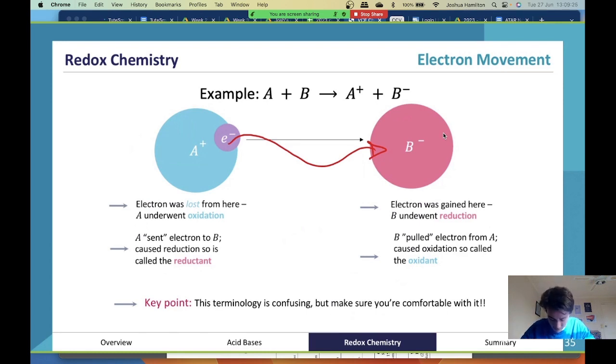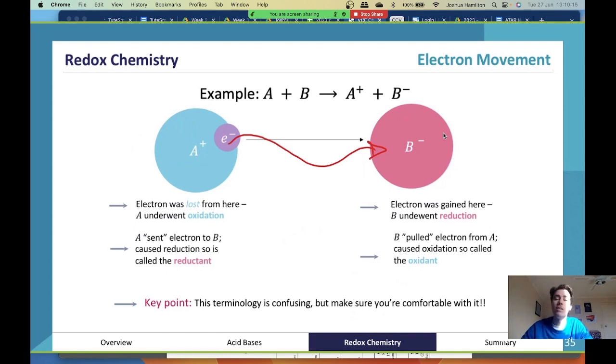Now, this is where the terminology gets really confusing, and it's going to take you a few times to get your head around this, so don't expect to get your head around it straight away. Since A sent an electron to B and underwent oxidation itself, we call it the reductant, because it caused B to go through reduction. Think of it as like the teacher teaches you. The teacher isn't taught, she's teaching you. Same thing here. It is sending the electron to B, and as such, it causes reduction. And so we call it the reductant, even though itself is undergoing oxidation.